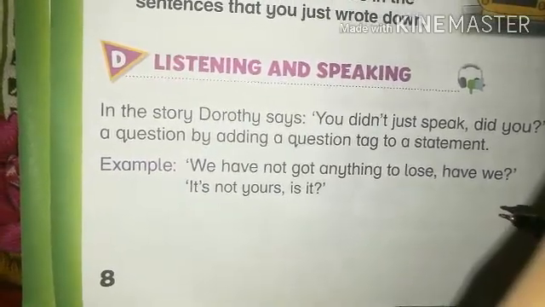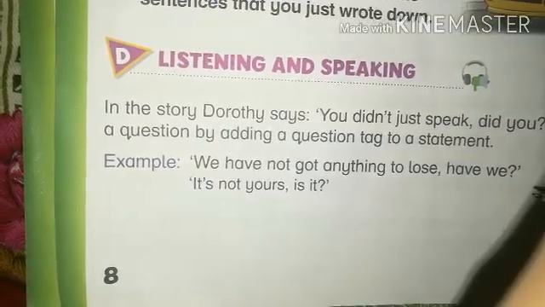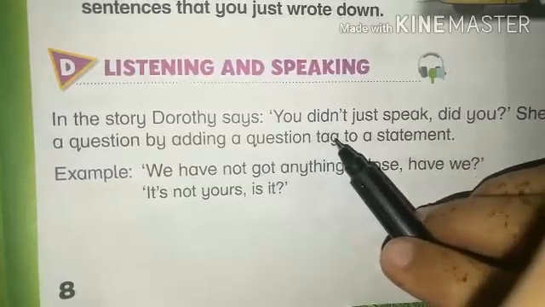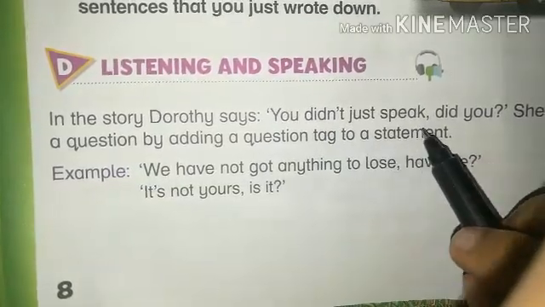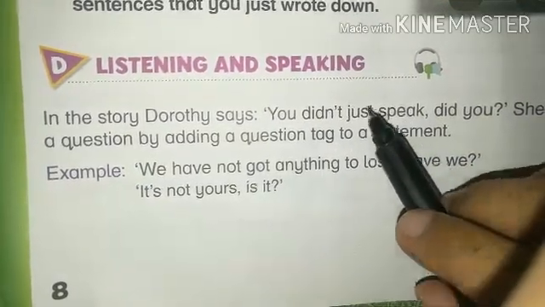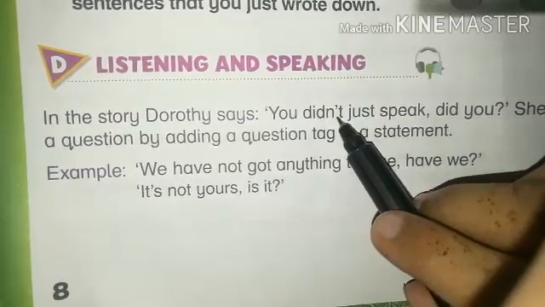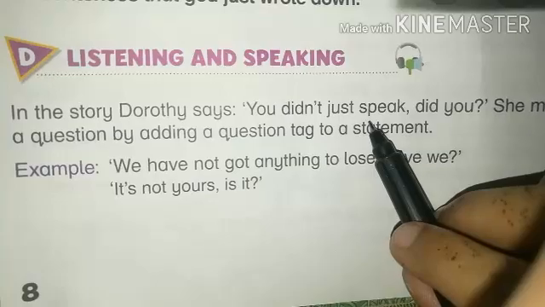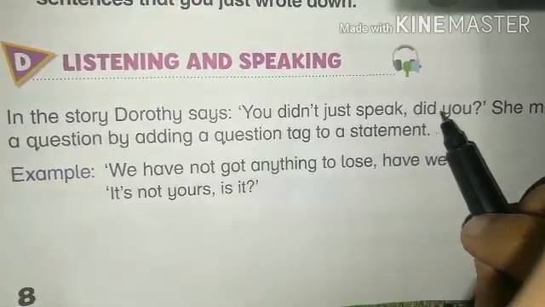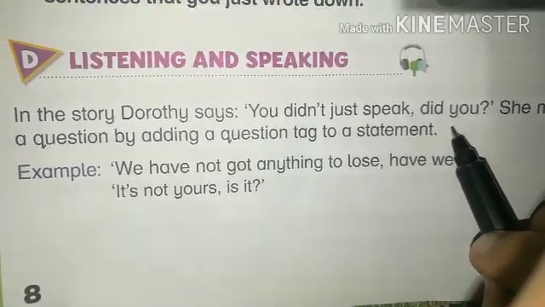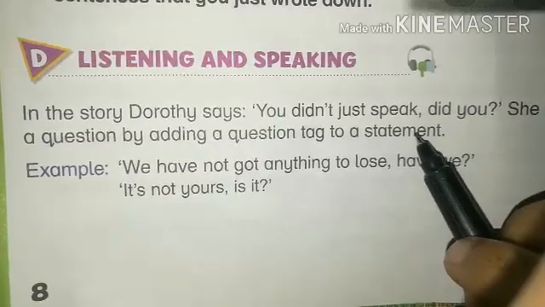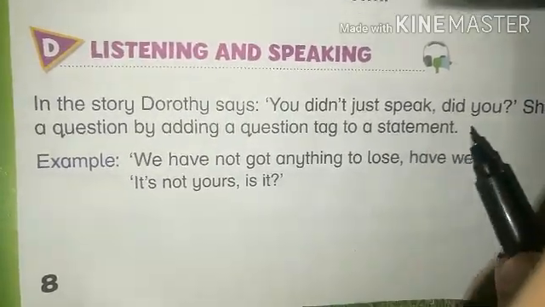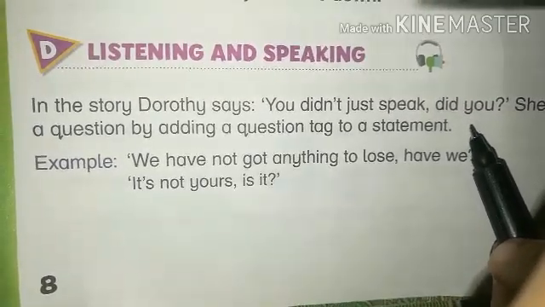Now, rule number 2 is if the sentence is positive, then the question tag must be negative. As you can see here, the sentence is negative by the addition of "didn't", and "did you" is a positive tag. So if the sentence is positive, then the question tag must be negative, and if the sentence is negative, then the question tag should be positive.